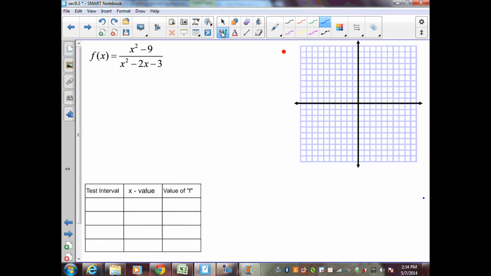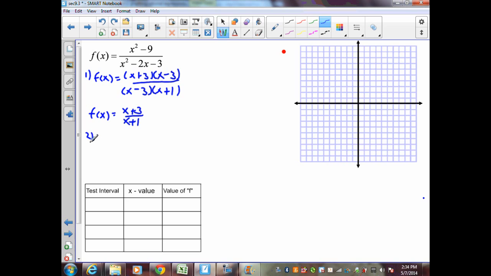On my last example, I have a function of f of x equals x squared minus 9 over x squared minus 2x minus 3. I want to begin by simplifying. So f of x, factor the numerator, I get (x plus 3)(x minus 3) over, when I factor, (x minus 3)(x plus 1). This will simplify, so my simplified version of the function is going to be x plus 3 over x plus 1 when my x minus 3 is canceled.